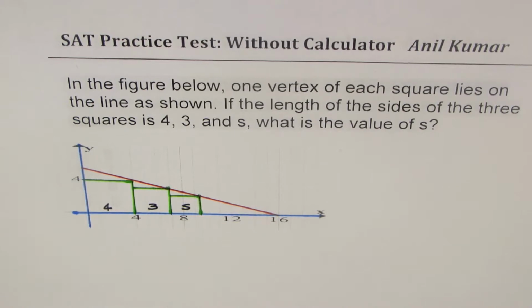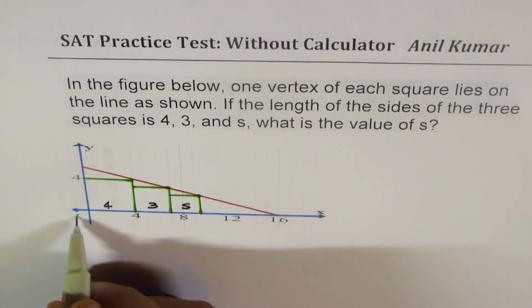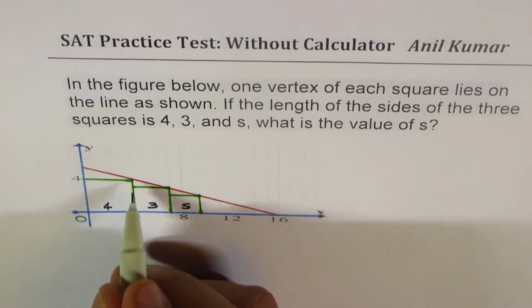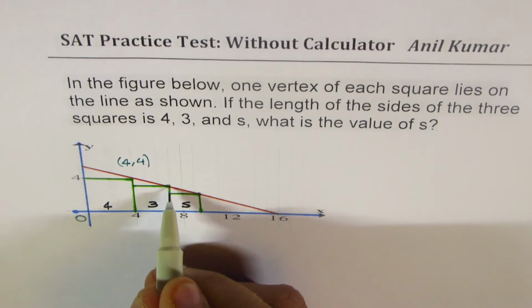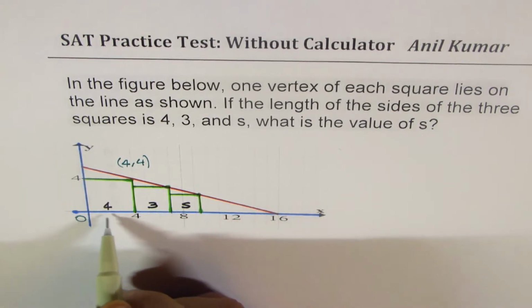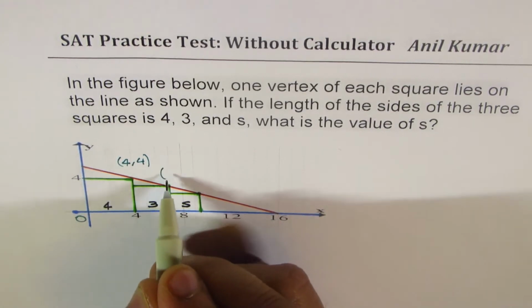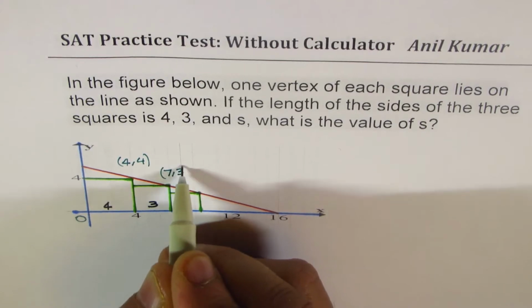This is a thinking question. You will be given enough time to solve it. And let us see how we can do it very fast. Now the first square, let's say this is 0, the coordinate system. So that point corresponds to 4, 4, correct? Now here the y value is 3, but the x value is 4 plus 3 is 7. So this is 7, 3.